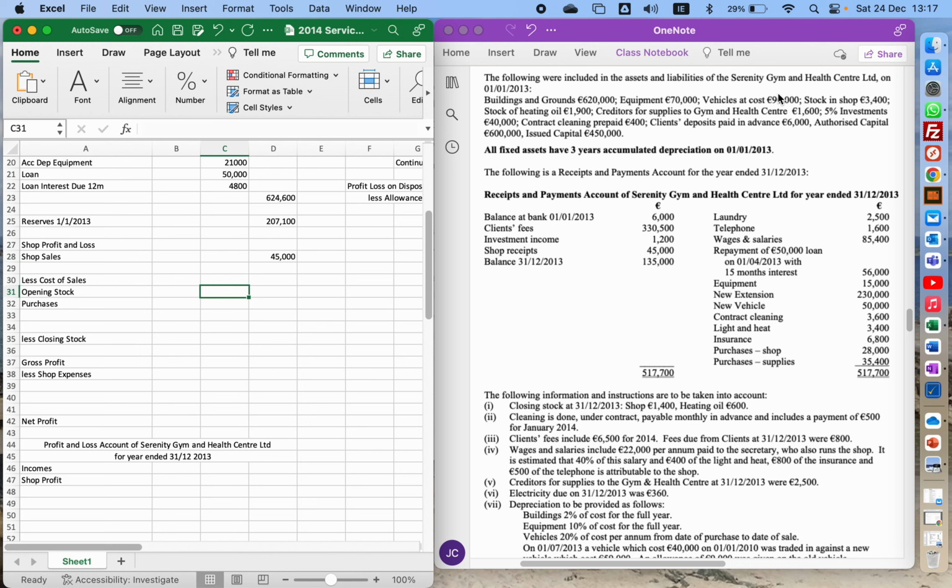Opening stock in shop is 3.4. Purchases, so this is, I will have creditors, so purchase for the shop, 28 grand. I'll take into account the creditors you have here. So creditors for the supplies now.